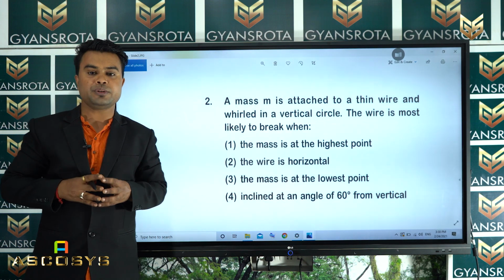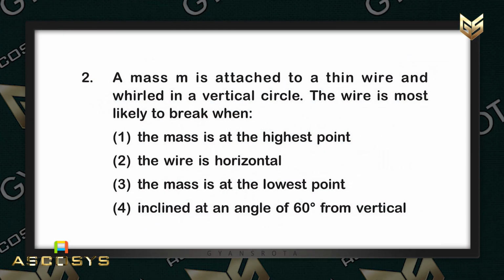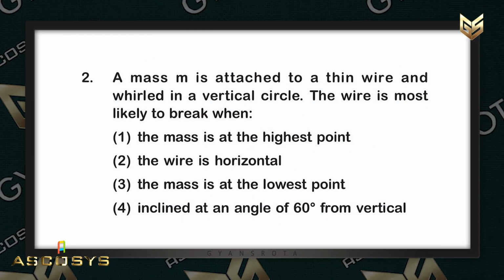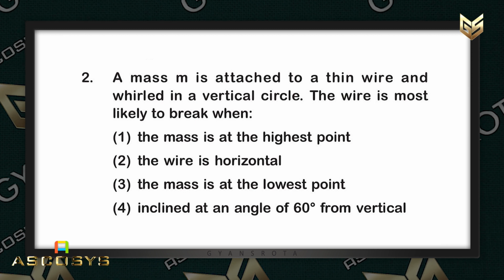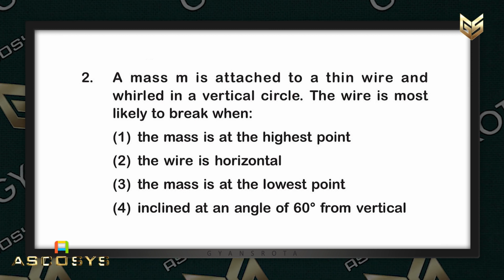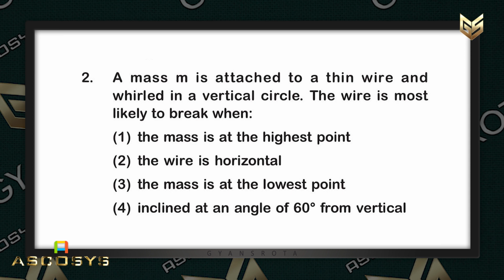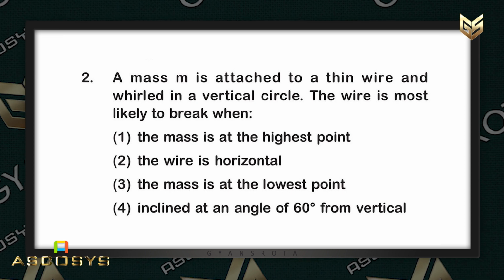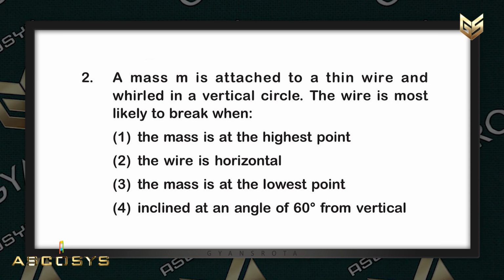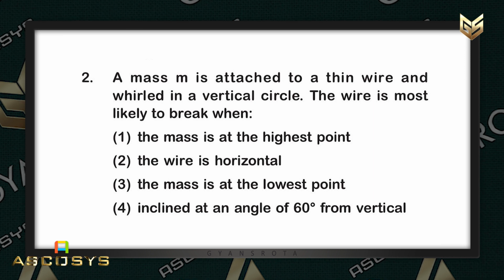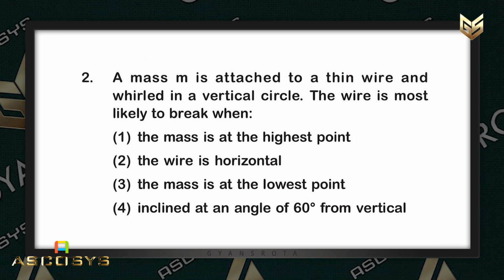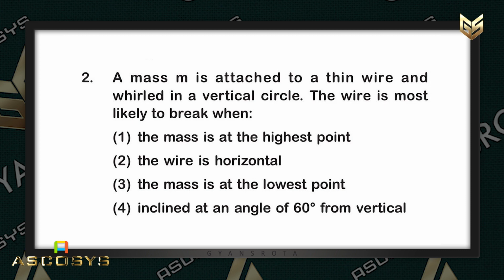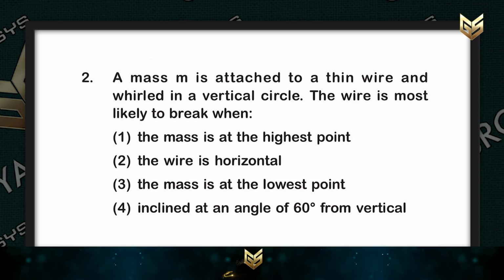In question number 2 you can see a mass M is attached to a thin wire and whirled in a vertical circle. Means it has been given a rotation in the vertical circle. The wire is most likely to break when? When the wire will break? Yes, when the other force will be greater than that of the tension force. Let us see. How can we solve it?